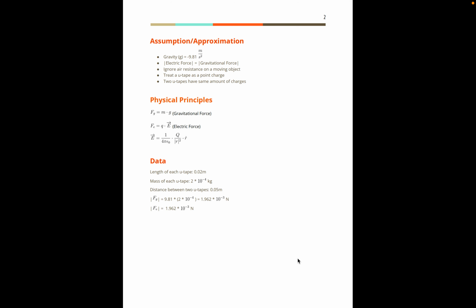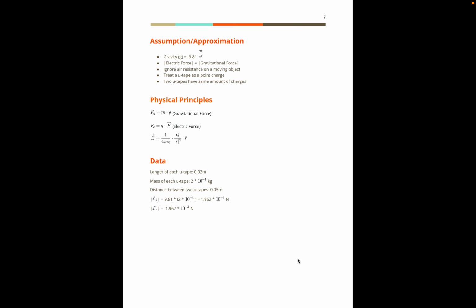So there are 5 assumptions we're going to make. One is the gravity constant is negative 9.81. And we are assuming the magnitude of electric force and gravitational force are equal. And we are ignoring the air resistance on a moving object. We are treating a U-tape as a point charge. And we are assuming that 2 U-tapes have same amount of charges.